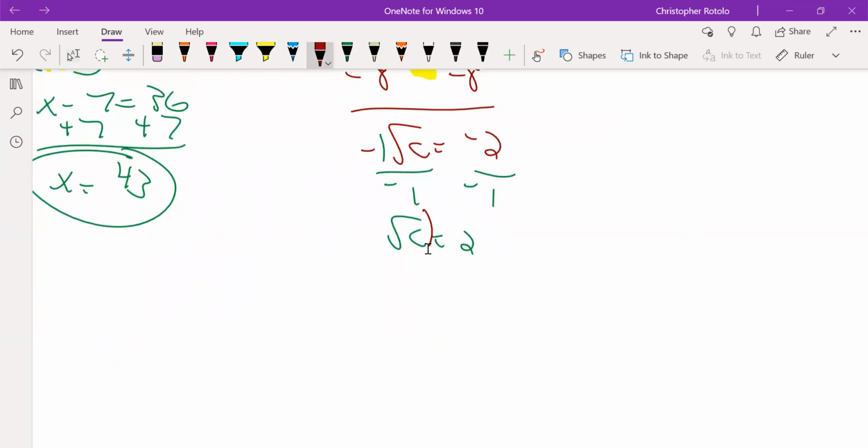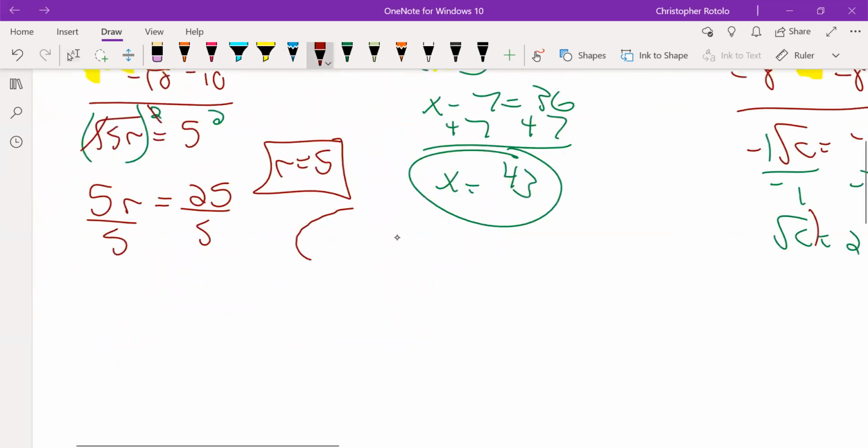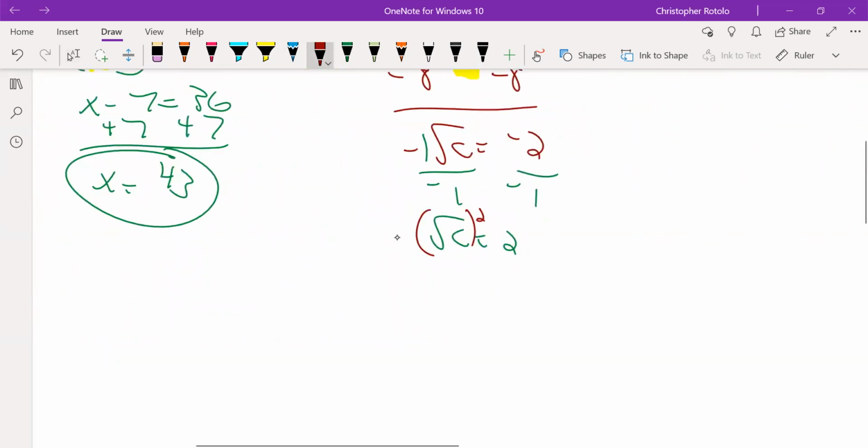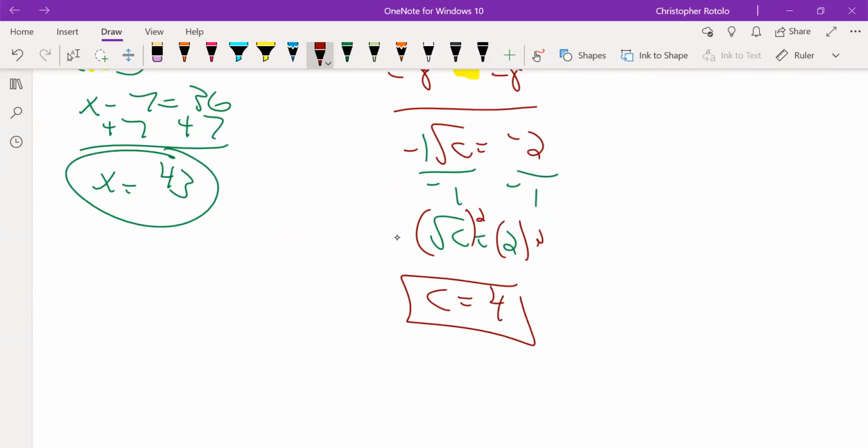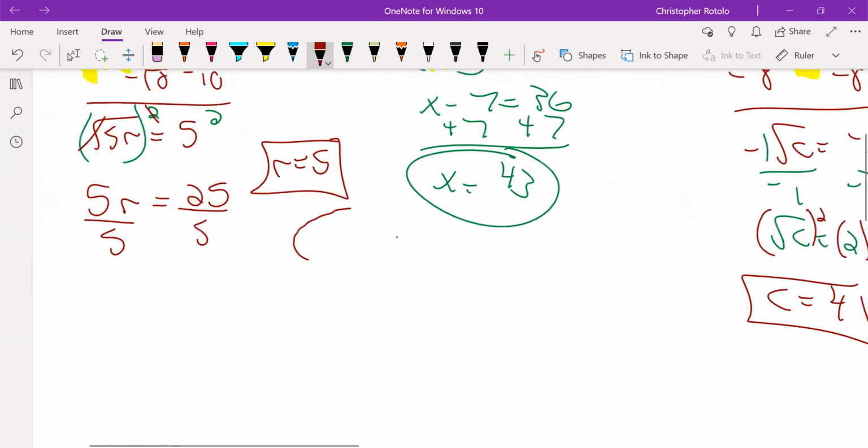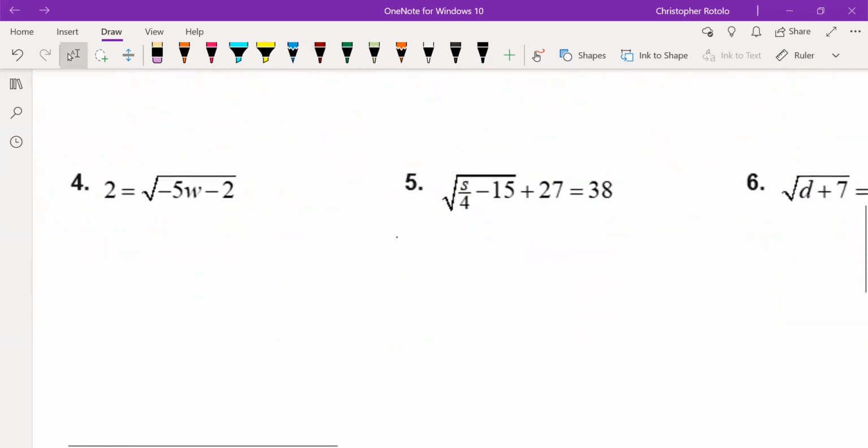And you guessed it. Now we're going to go ahead and square both sides. So c turns out to be 4. All right, so that gives us the gist of what's going on.